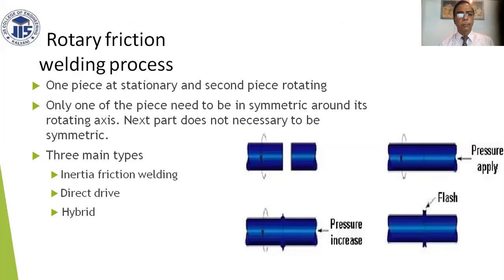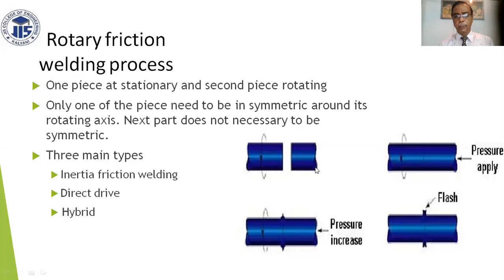Rotary friction welding process: one piece is stationary and the second piece is rotating. This is stationary, this is rotating. Only one piece needs to be symmetric around the rotating axis; the next part does not necessarily have to be symmetric. Three main types: inertia friction welding, direct drive, and hybrid.